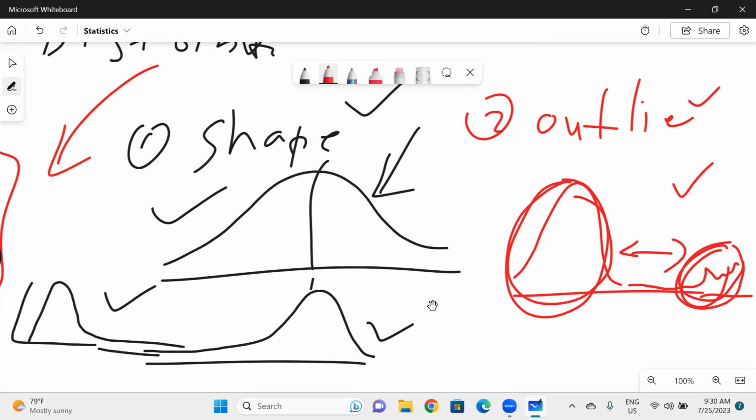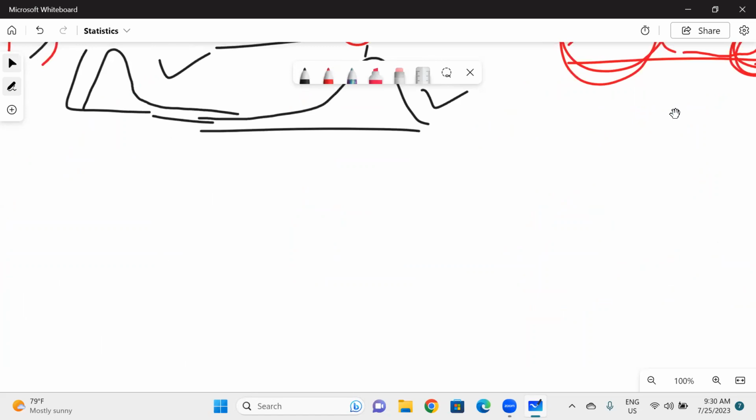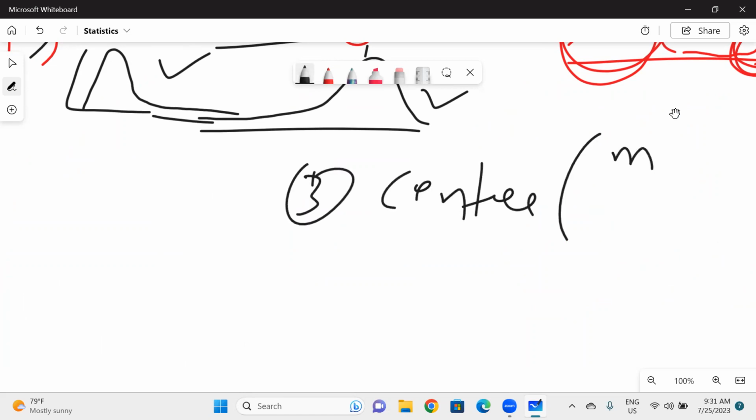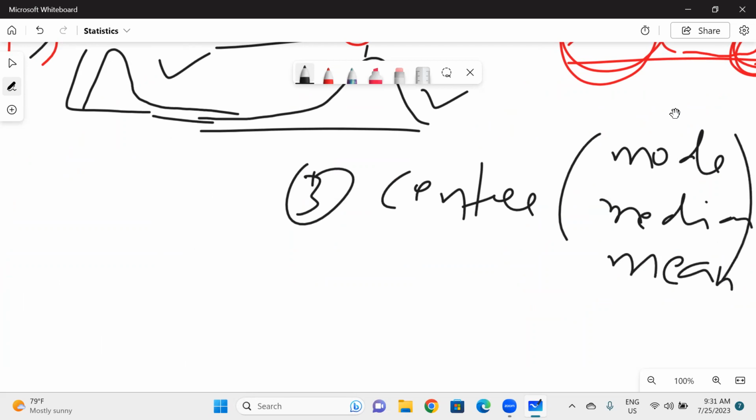Whether any outliers are present in a distribution or not, you need to know when you are describing your data. The first thing is that you need to find the shape, and the second is we need to check whether there are any outliers or not. And the center value, mean, median, mode, we can call the center value. So the third parameter is center. When you are talking about center, we have three parameters: mode, median, mean. With the help of these three parameters we can find the center value.